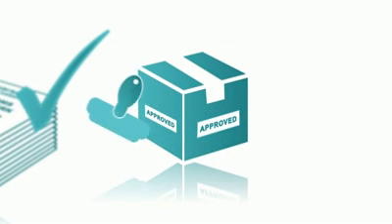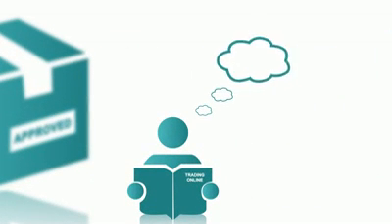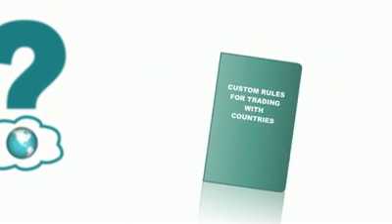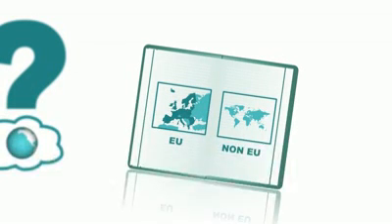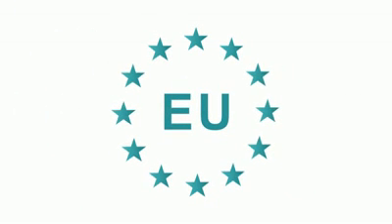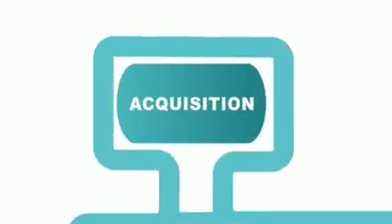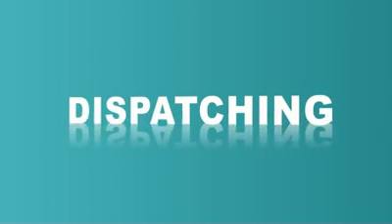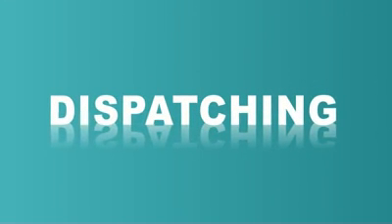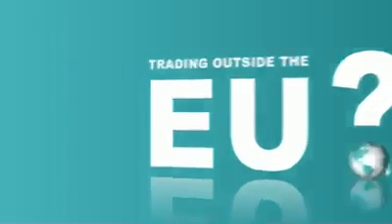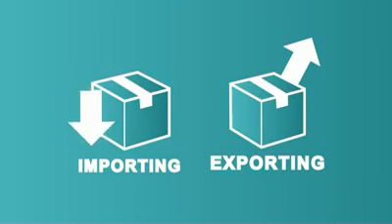Before you start trading online, it's very important to think about which countries you'll be dealing with. This is because there are different customs rules for trading with countries that are in the EU and those that aren't. Trading with EU countries is generally straightforward. Buying from other businesses is called acquisition, and selling is known as dispatching goods. But trading with countries that are outside the EU is different. Buying is known as importing, and selling is known as exporting.